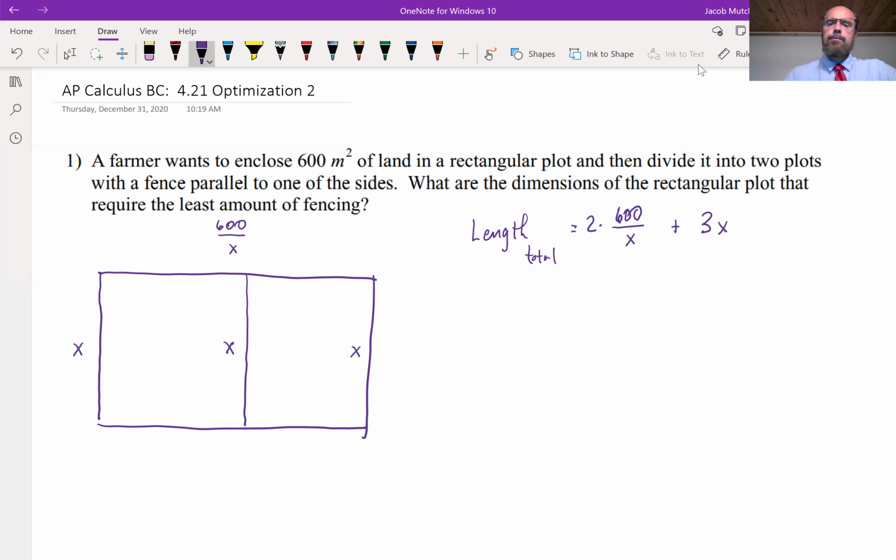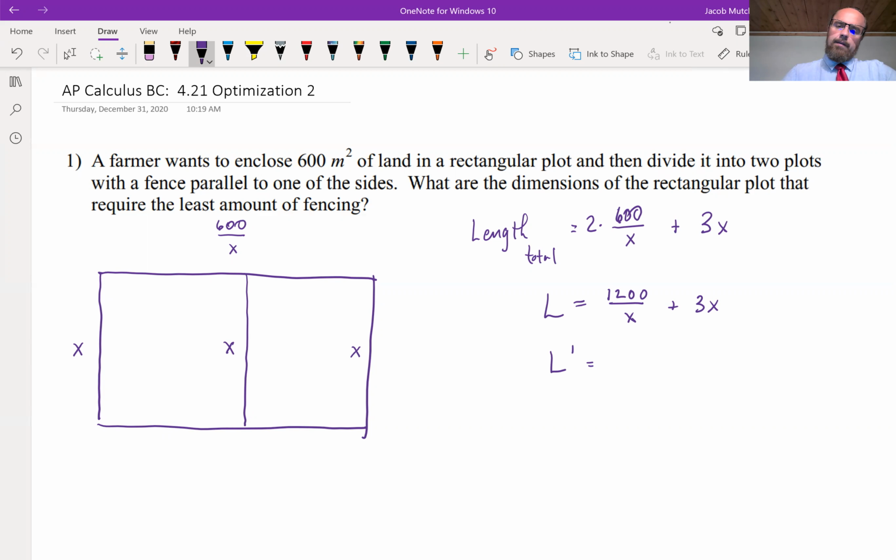And then I want to simplify this function. So I'll just call it L is equal to 1,200 over X plus 3X. So at that point, I've got a function that represents the length of fencing that I need in terms of this X. And so at this point, what I want to do is enter into the calculus part of this question, which is finding the optimization. I want to take the derivative of the length function.